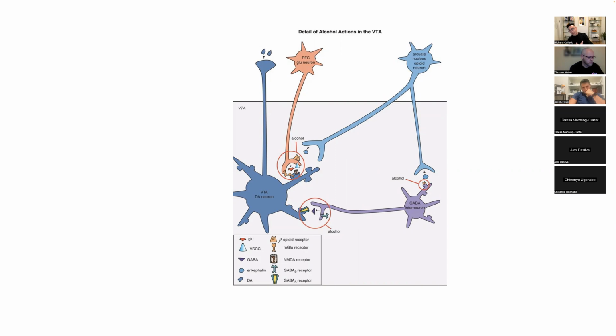Alcohol helps a little bit with pain, but it more gives you the euphoric effect. So it's going to hit that dopamine neuron and cause it to secrete more dopamine to the nucleus accumbens. So alcohol binds to the mu opioid receptor on the VTA, which is a projection of a neuron that goes to the nucleus accumbens.